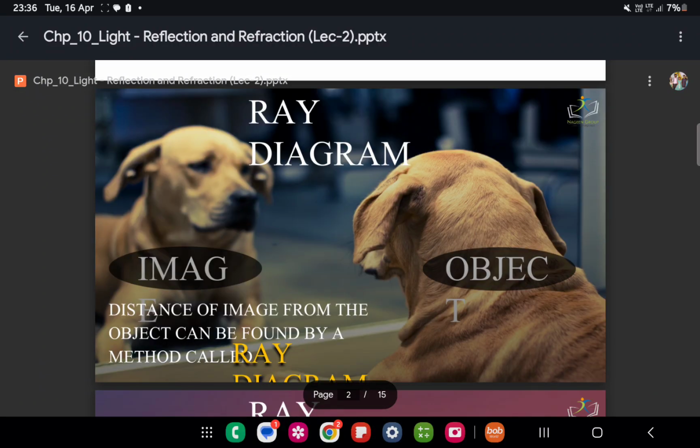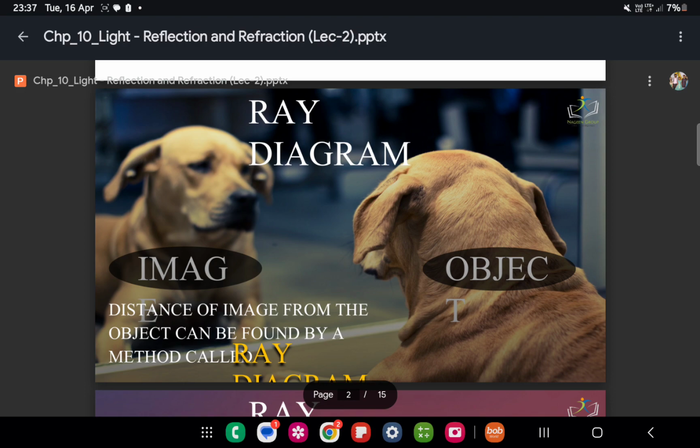Hi dear students, today in light reflection and refraction, the second topic we are going to cover is the ray diagram. How will the image formation occur in a convex mirror and a concave mirror, how is the image, and what is the size of the image, all that we will see in this video.